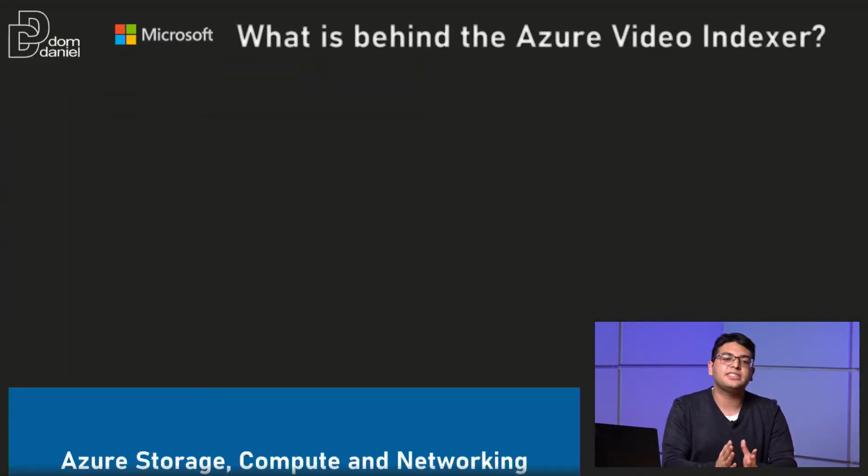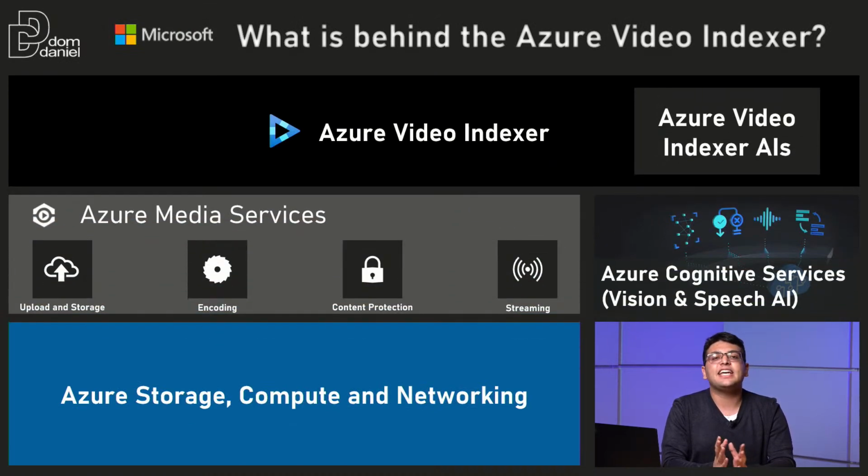So let's understand what's behind the Azure Video Indexer. There's Azure Storage, Compute, and Networking. There's Azure Cognitive Services on top of it, like vision and speech AIs. And Azure Media Services is responsible for upload and storage of the videos, encoding, content protection, and streaming back the content. And on top of this, as I mentioned, there's content-specific AIs. Azure Video Indexer provides this as well. So, for example, these AIs are not available anywhere else in Microsoft, and it's specific for Azure Video Indexer.